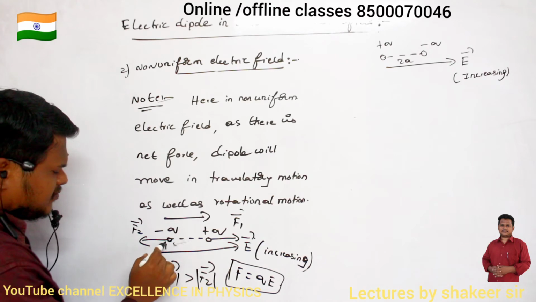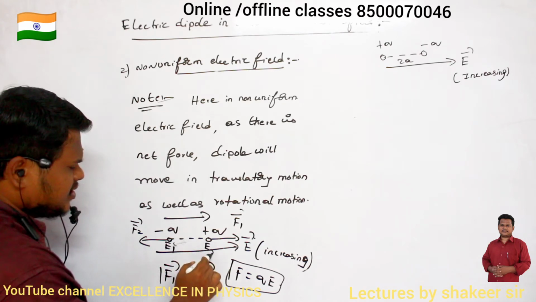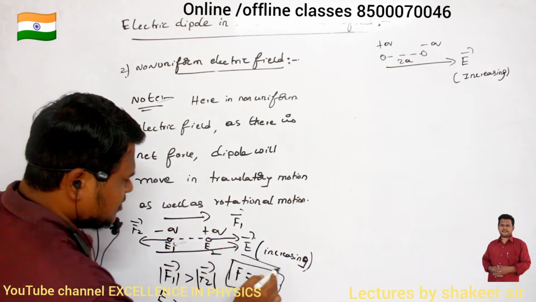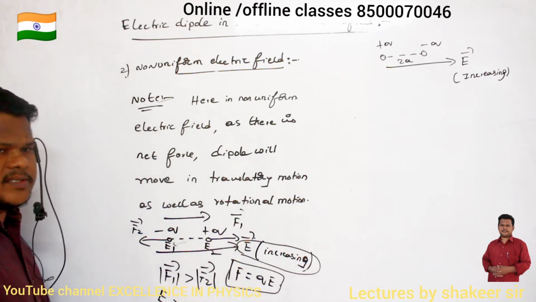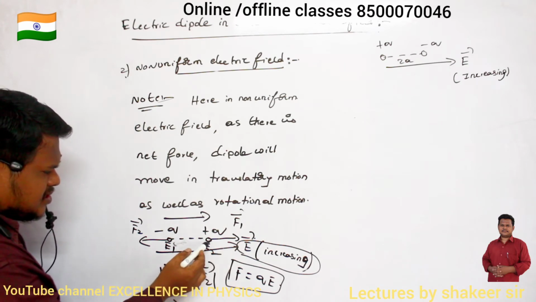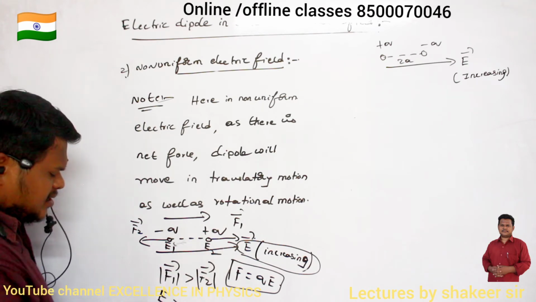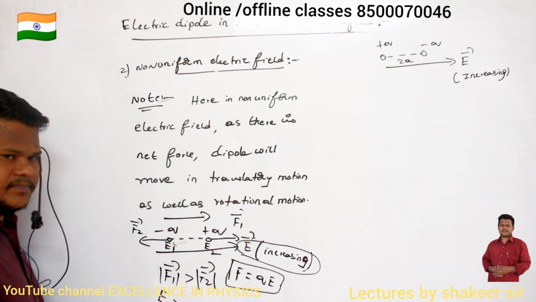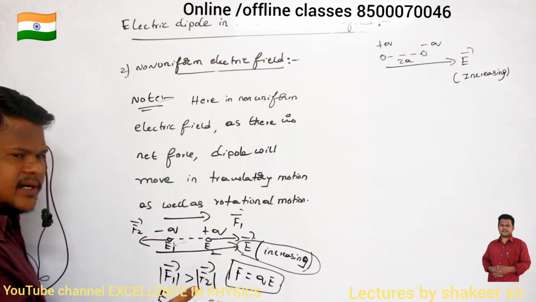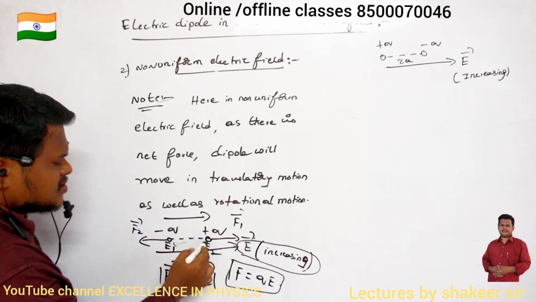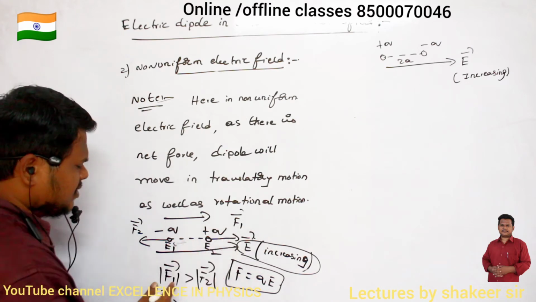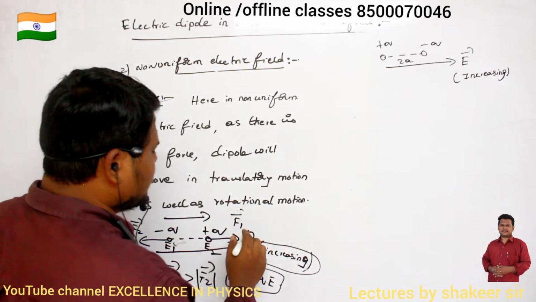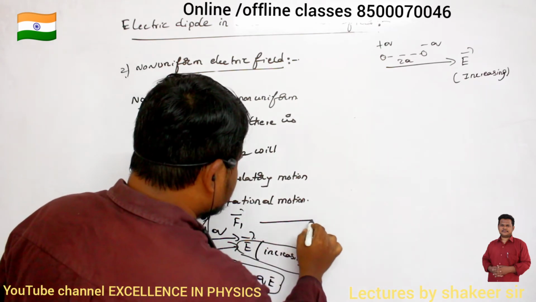So here the electric field is E1, here the electric field is E2. They are not equal. E2 is greater than E1. That is what we are saying, no? Electric field strength is increasing. If E2 is greater than E1, definitely F2 should be greater than F1. So here the force experienced by the positive charge will be greater compared to the force experienced by the negative charge in the opposite direction. Therefore the total dipole will accelerate in this direction.